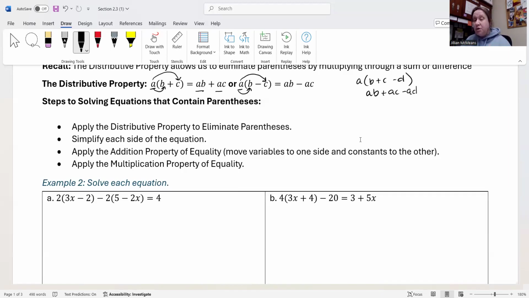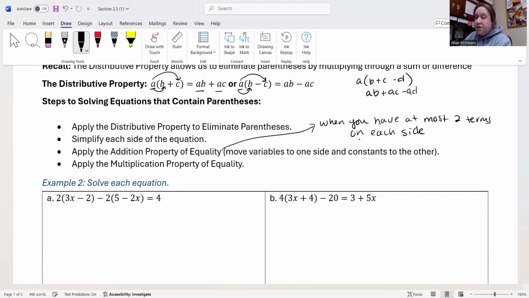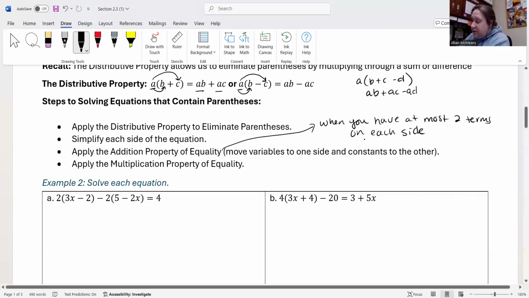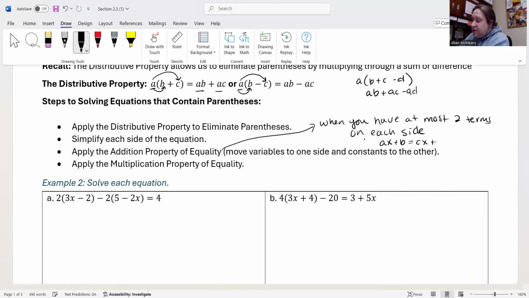Once you have at most 2 terms on each side, that's when you do the addition property of equality. And those terms are not just any old terms. You have at most a variable term and a constant on the left, and at most a variable term and a constant on the right. And that is the first time you start adding and subtracting things from the left to the right. Okay, so once you get to this point, so we would have like AX plus B equals CX plus D, you apply the addition property of equality. Your goal is to get all of the variables on one side, all of the constants on the other. At that final step, you apply the multiplication property of equality.